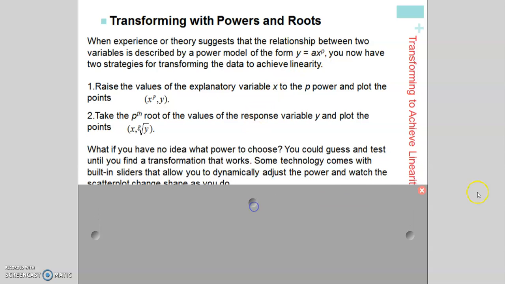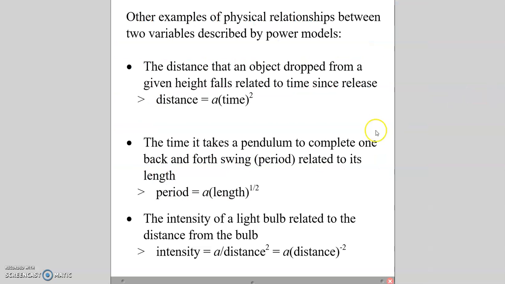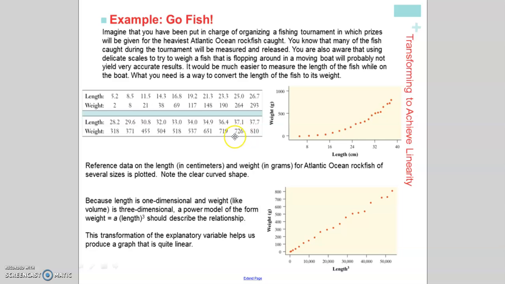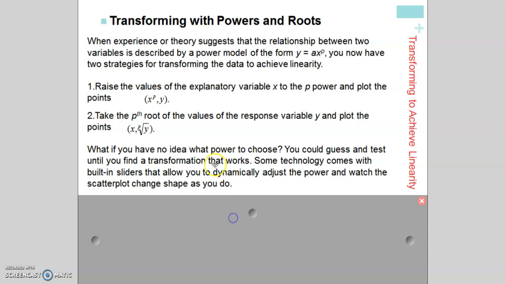Now, there are some times, though, like some of these situations, you might know, oh yeah, that's definitely a power model. If you see something like one of these, or something that relates area to length, or something that relates volume to length, then you would know a power model is appropriate. But there might be a case where you don't know what to choose. Now, you could guess. You could just try squaring it and see if it looks linear, or try cubing it, or try a fourth power, or try a 1/2 power. There are even some computer programs that come with built-in things where you can drag sliders around to adjust it and see what happens to the shape.